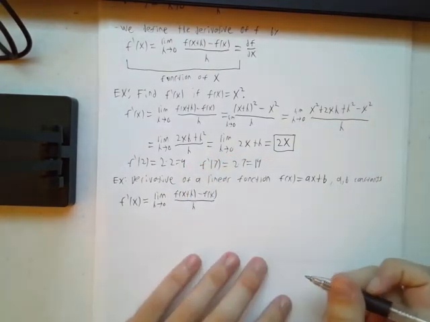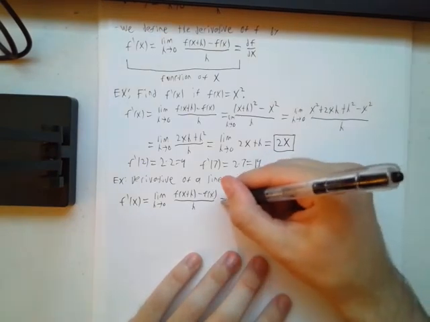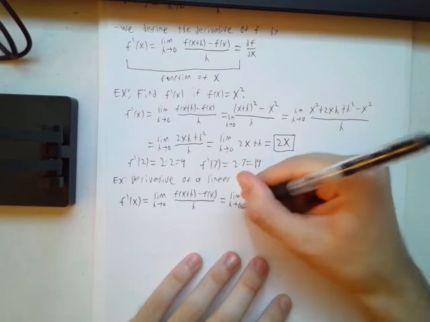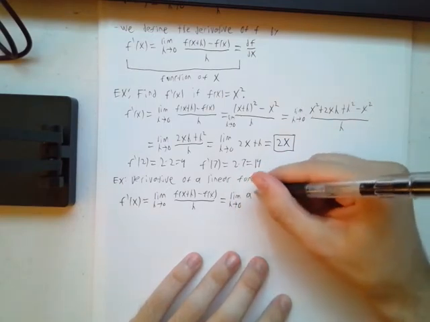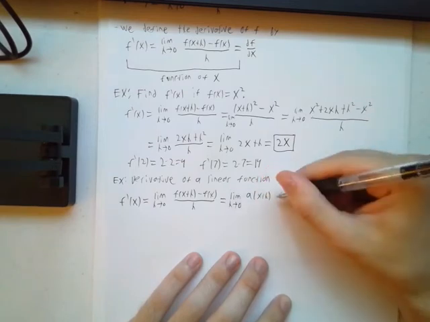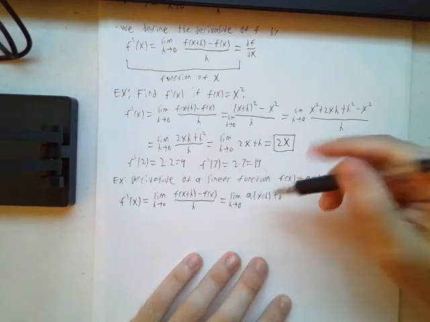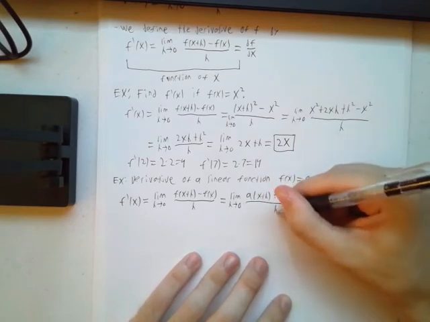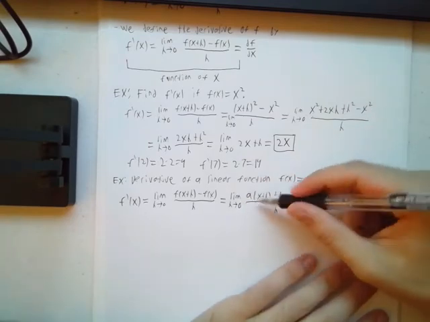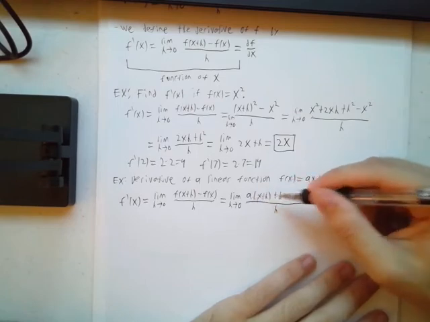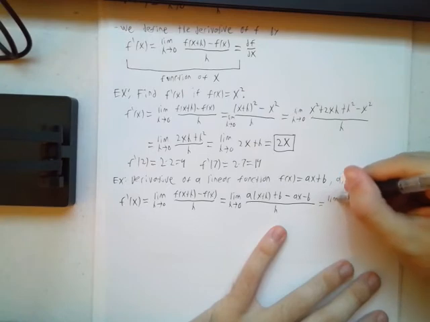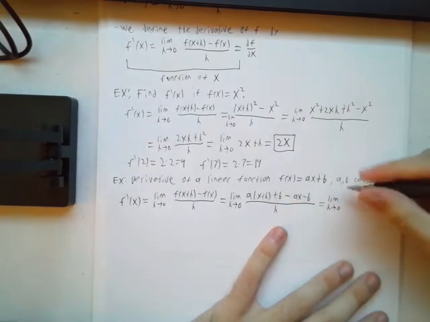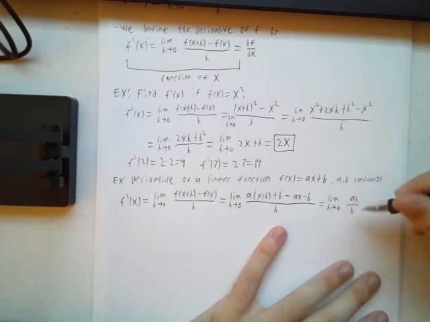Let's plug in what f of x is. We get the limit as h goes to 0 of a times x plus h plus b. This is f of x plus h. Then we have minus ax minus b. This is the f of x piece. And we still divide by h. So now if we multiply out this a times x plus h and do some cancellations, we'll get limit as h approaches 0, ah divided by h. And now we can cancel the h's and we just get a, which was the slope of the line.